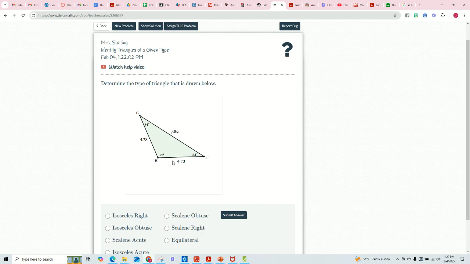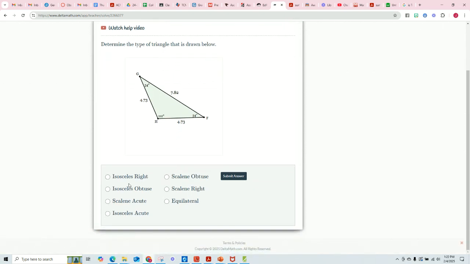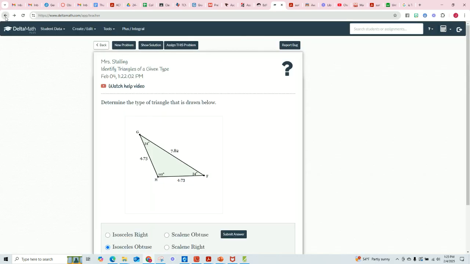Then we look at the sides. I've got 4.73, 4.73, and 7.82. By the sides, it can be scalene, where none of the sides are the same. It can be isosceles, where 2 of the sides are the same. Or it can be equilateral, where 3 of the sides are the same. We've got 2 that are the same here, so that's isosceles, and then we said it's obtuse. So this would be isosceles, obtuse, both names. You've got 2 questions like that.